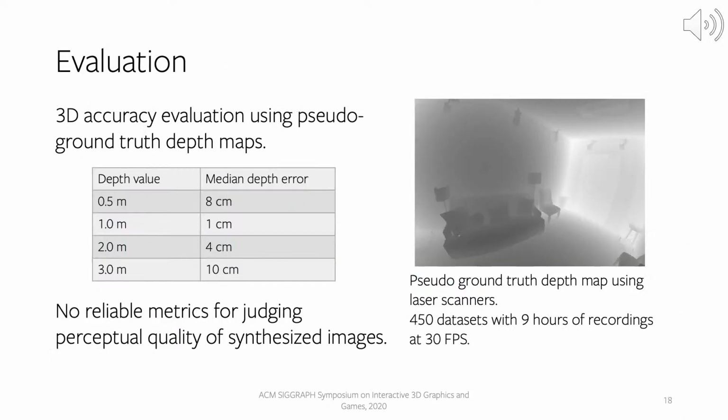We evaluated our 3D reconstruction by comparing to ground truth datasets. We captured 450 datasets using laser scans. These are accurate up to 1 mm. We then compared our depth maps to these scans and observed a 1 to 4 cm error in a 1 to 2 meter range. We observed a higher error for closer objects because the disparity in these regions is way too high for the video encoder to estimate correctly.